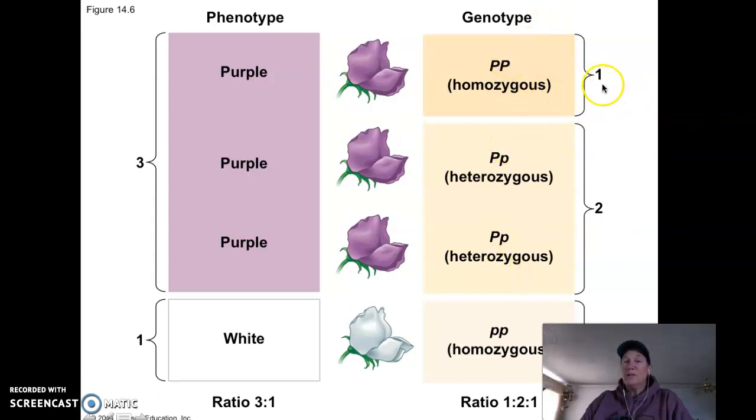Okay, so again, here's our purples, and they could be big P, and this is what I was telling you about when you cross them, 1 to 2 to 1. The phenotype ratio is 3 to 1, but the genotype is 1 to 2 to 1. So 1 is homozygous dominant, 2 are heterozygous, and 1 is homozygous recessive. But if you look, these guys are all going to be purple, and this one's going to be white. So it's a different ratio for the phenotype, what they look like, and the genotype.